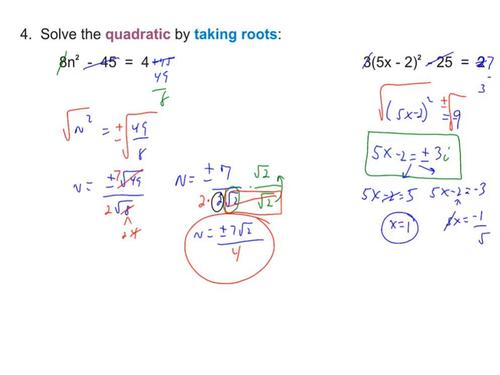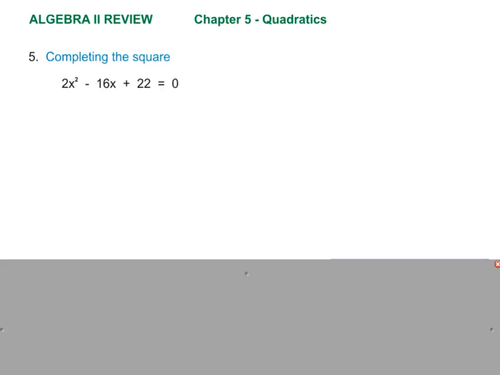So you would have left it, you would have moved the 2, and then you would have moved the 5. And in each case, then you would end up with a complex numbered answer. Okay, let's go on to the next one, number 5, completing the square.